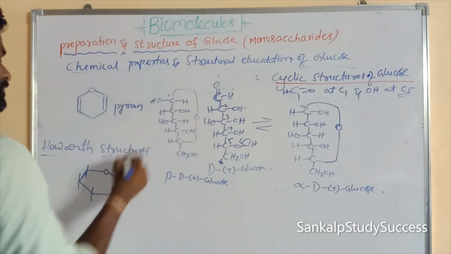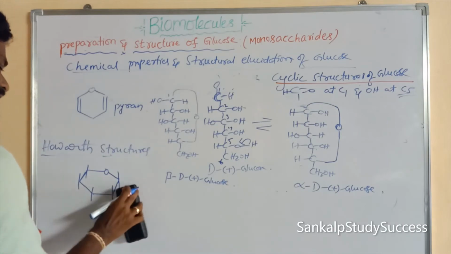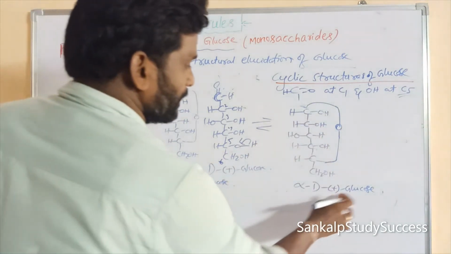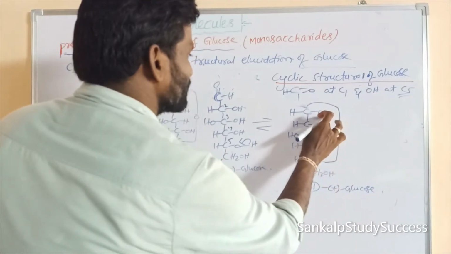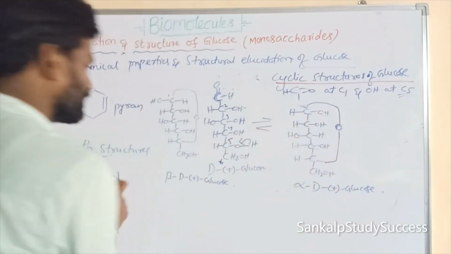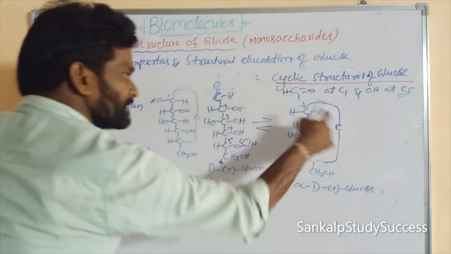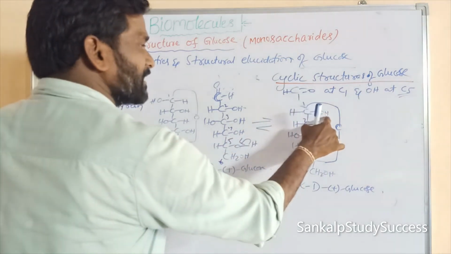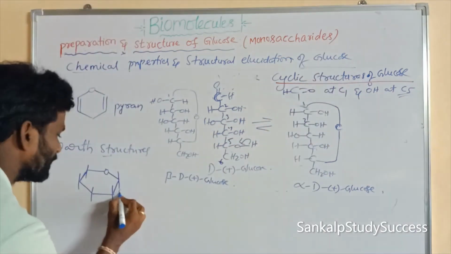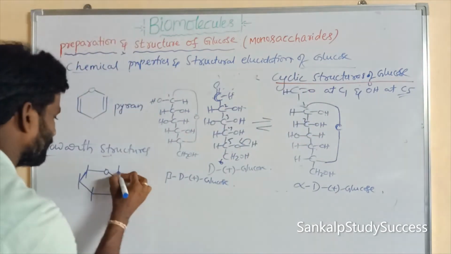This is the right side group that can be written below. First of all, we can take alpha D glucose. Here the OH is present on the right side. This is O, this is the first carbon, right? Here the OH is present on the right side, so that can be written below the plane, and if it is present on the left side, that can be written above the plane.